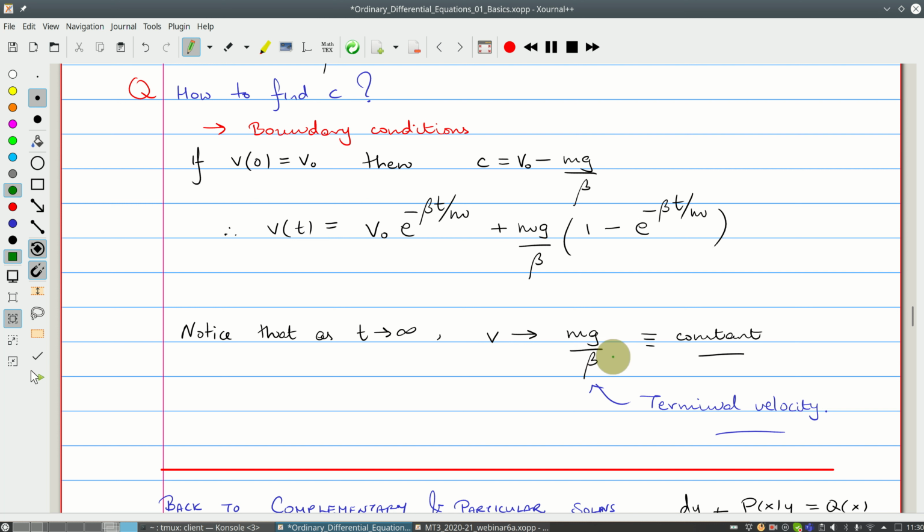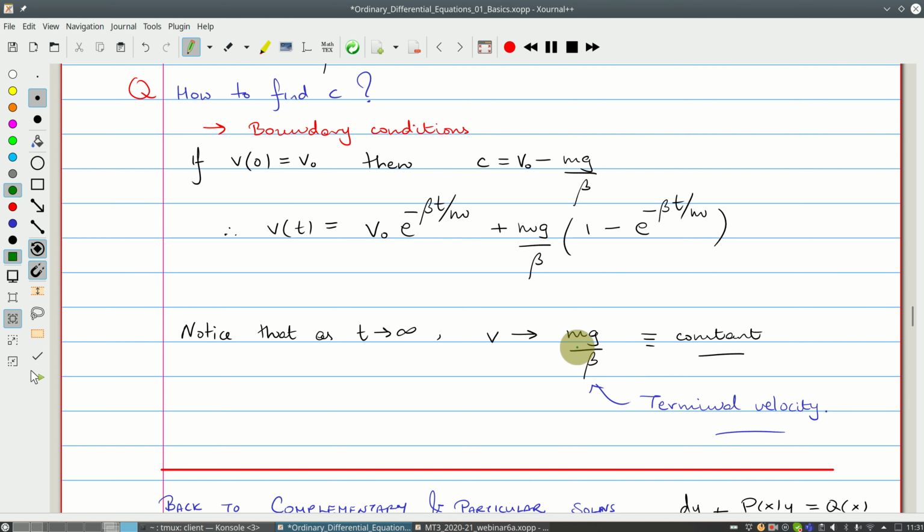This is called the terminal velocity, and this is something you've known about: a body falling through the atmosphere without any additional forces on it, other than gravity obviously, will attain a constant velocity after long enough time, and this is the terminal velocity given by this particular expression.